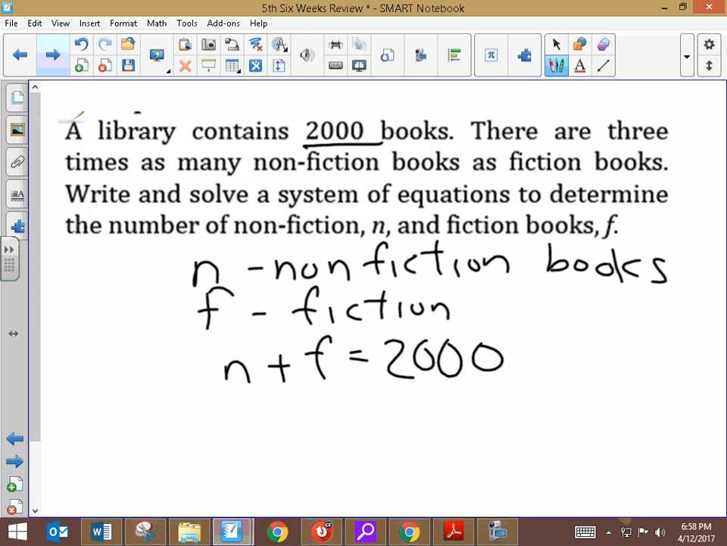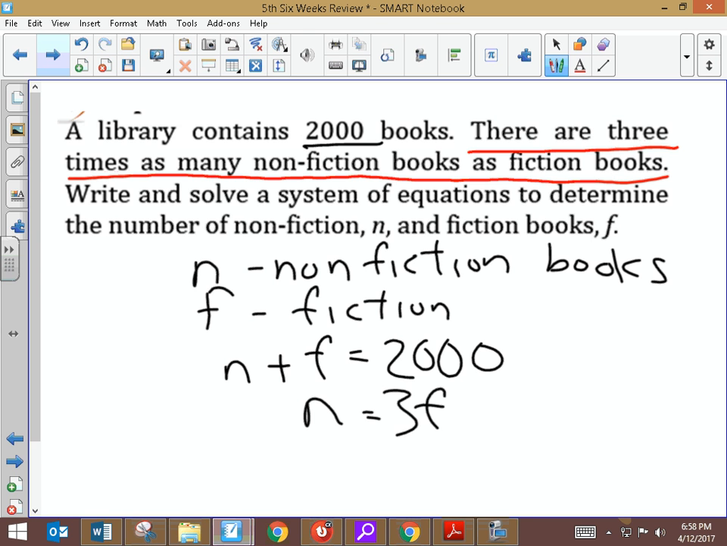And it also says, put this in red, there are 3 times as many nonfiction books as fiction books, which means the nonfiction books is equal to 3 times the fiction books. Because you have to multiply the fiction books times 3 to get the number of nonfiction books, since there's 3 times more of these than that. Okay? So, that is your system.